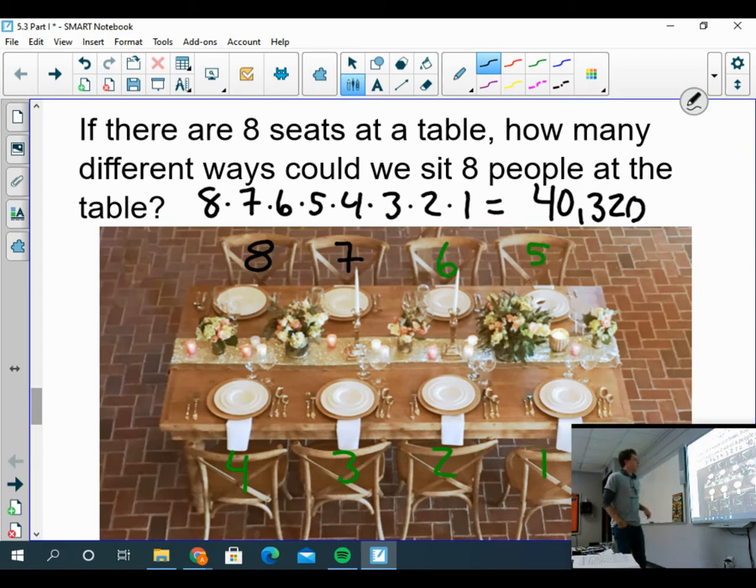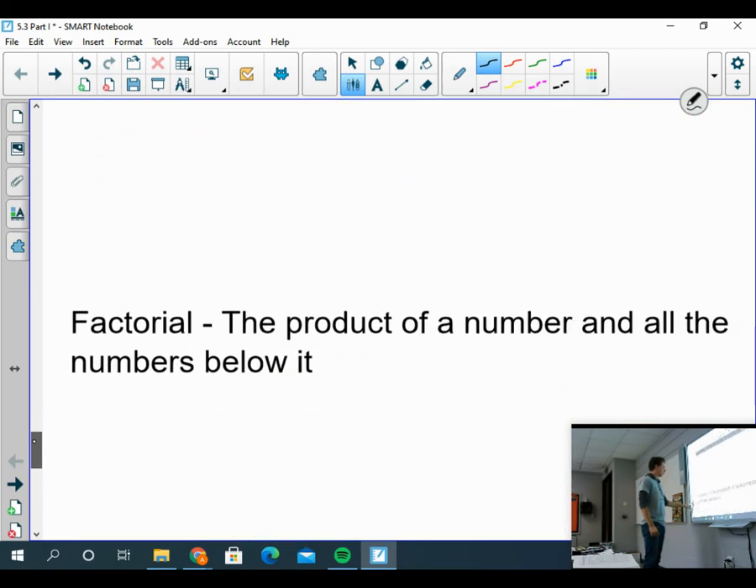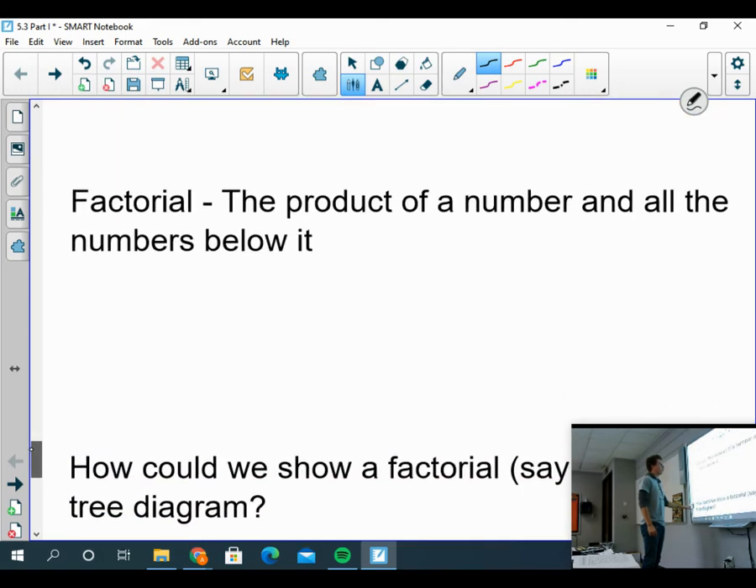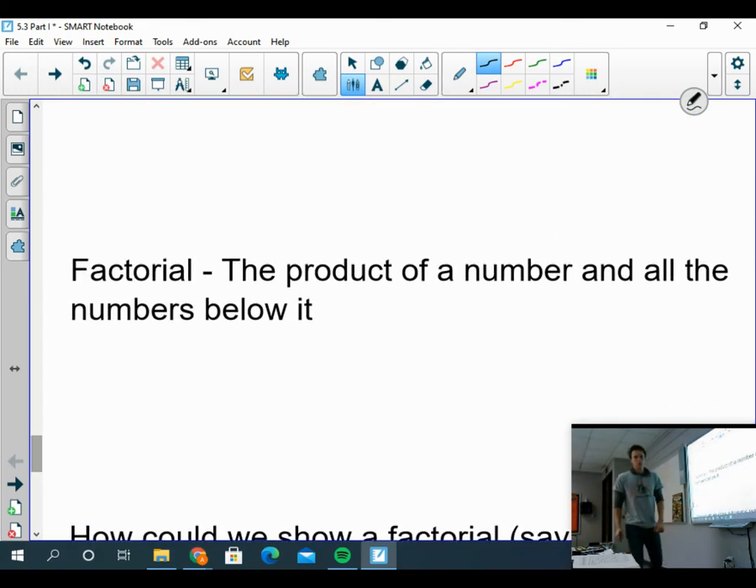So is there an easier way to do this? Well, what happens when it's not 8? What if we did 17 seats at a dinner party, or 100? It's going to take you forever in your calculator to do 100 times 99 times 98 times 97, which is why in math and stats we have this thing called a factorial. A factorial is the product of a number and all the numbers below it. We just did 8 factorial when we multiplied 8 times 7 times 6 times 5 times 4.